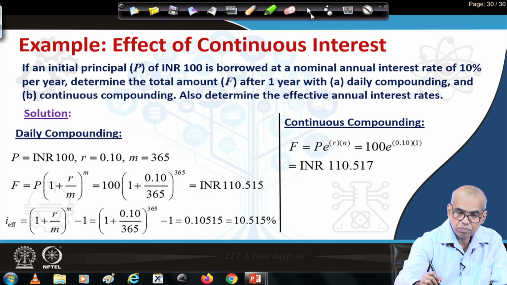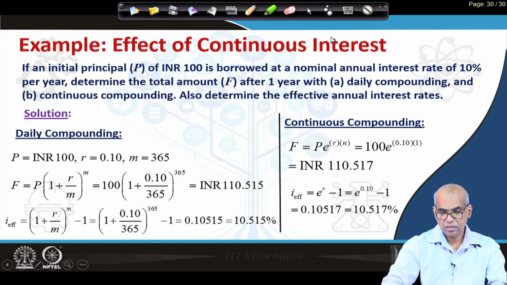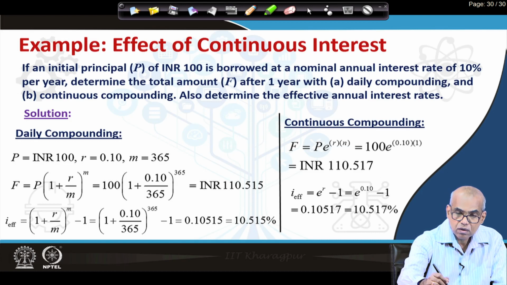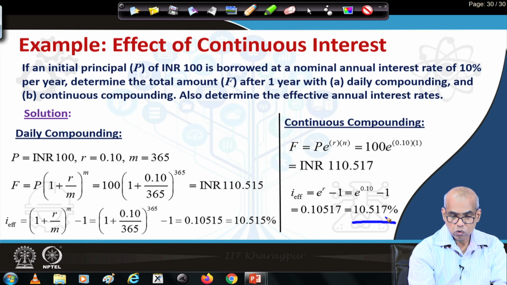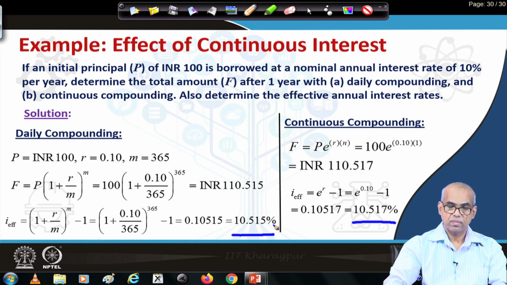Again here also you can compute the effective interest rate. Effective interest rate is I effective equal to e to the power r minus 1, which you have seen in previous slides. If you compute it, that means put r value as 0.1, you get the effective interest rate as 10.517%. So, this is very close to the effective interest rate that we have got for daily compounding. So, you see there is not much difference between daily compounding and continuous compounding.